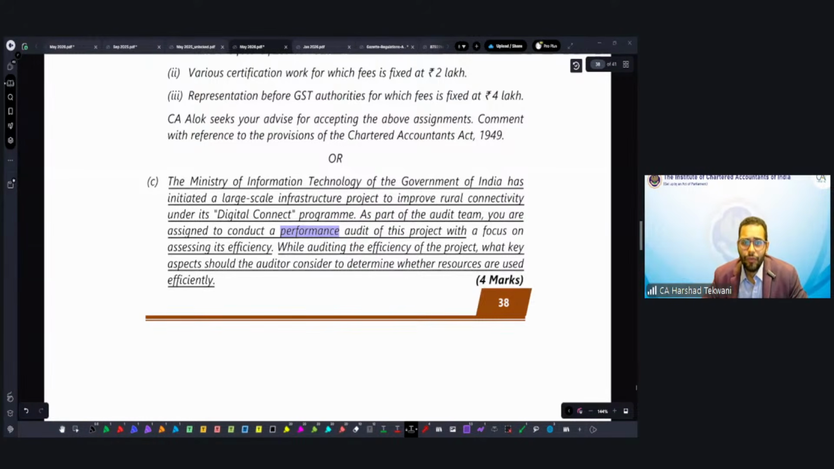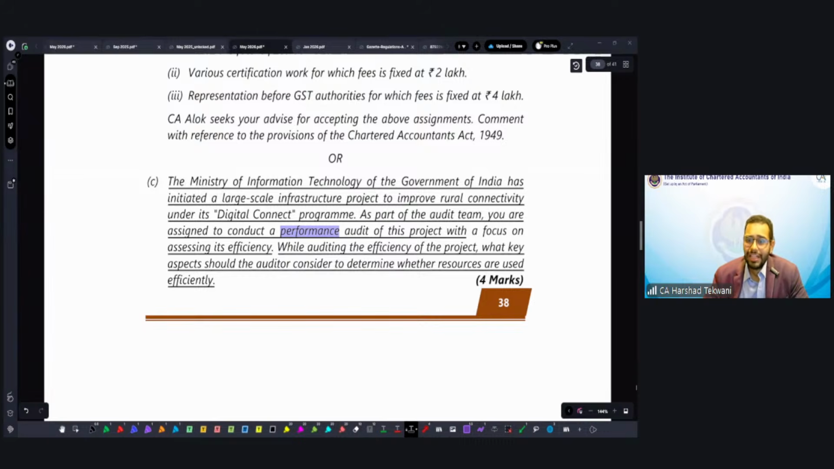So what are the aspects that you will look into to say that no, this particular project is being maintained efficiently? What is efficiency? What does efficiency mean? Getting the best out of the resources. Input output ratio. In case of public spending, efficiency means we are getting the maximum from the minimum inputs, or from the inputs which are given, we are getting the maximum out of it.